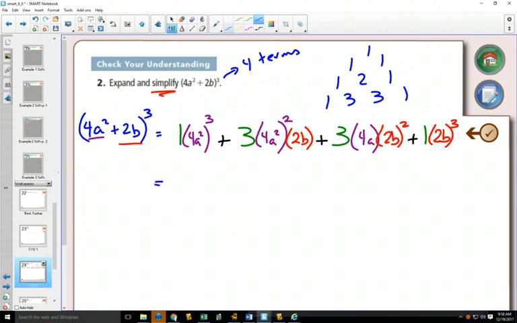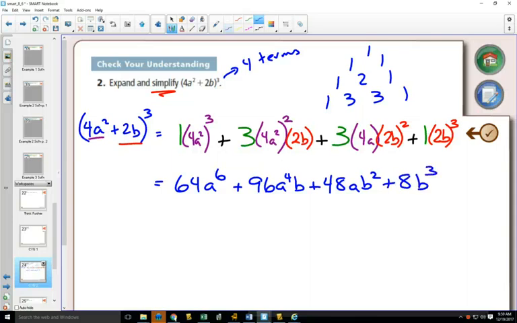So this is going to equal, to use our exponent laws, 4 cubed is 64, a squared cubed, a to the 6, plus 4 squared is 16, times 2 is 32, times 3 is 96. We'll have a squared squared will be a to the 4, and then we have a b. 2 squared is 4, 4 times 4 is 16, times 3 is 48. 2 cubed is 8. And there is the simplified form.